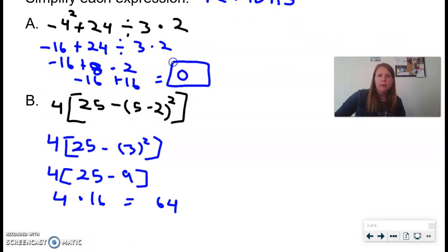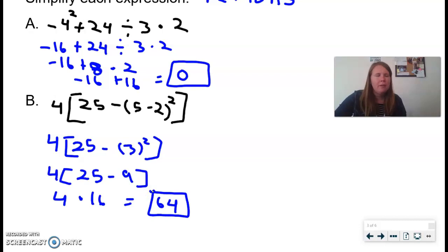Here we go. All right, your next one, then you want to do what is in the actual parentheses first within the brackets. So I did 5 minus 2, which is 3. Then I got to do the square, so 3 squared is 9. Do the rest of my bracket, 25 minus 9 is 16. And my last step is to multiply it by 4, which I get an answer of 64.